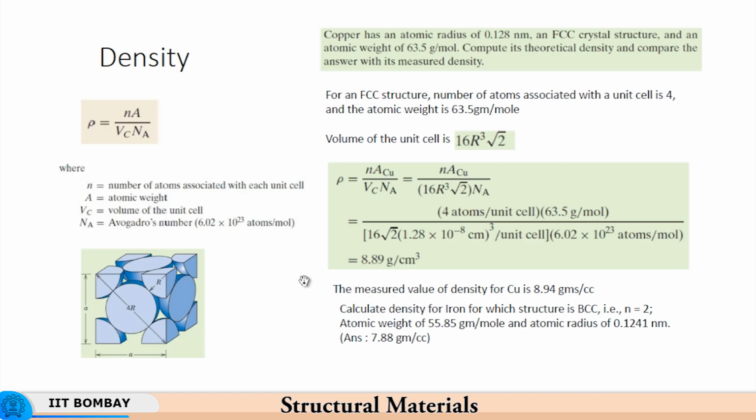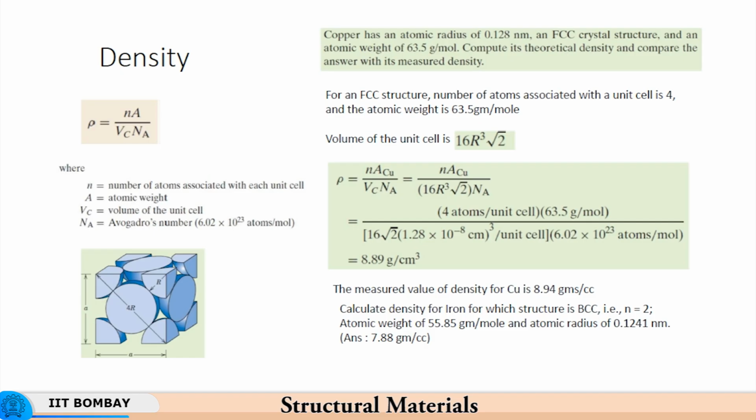So you have the n, so 4 into 63.5 divided by the volume of the cell we have calculated into the Avogadro number, and that is 8.89 gram per cc, and that is extremely close to the measured density of 8.94 grams per cc. So, this way it is possible to calculate the density, or compute the density, based on a single cell.